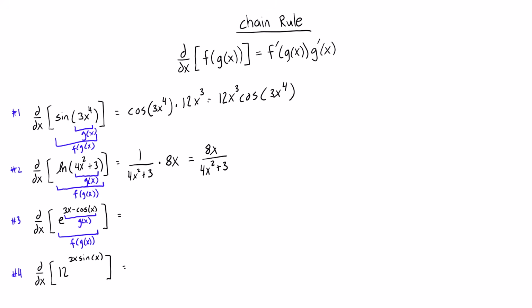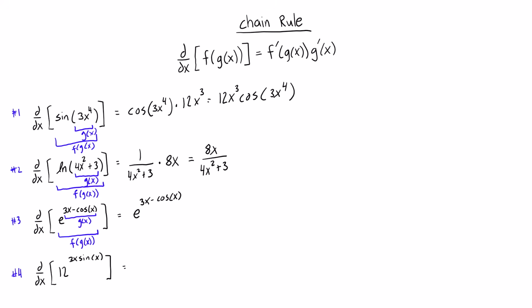So we're going to take the derivative of the outside, and we're going to multiply it by the derivative of the inside. And e to the power of anything, if you take the derivative of e to the x, it's e to the x. So f prime of g of x is just going to be itself, which will be e to the 3x minus cos of x, times g prime of x, so we're taking the derivative of the inside.